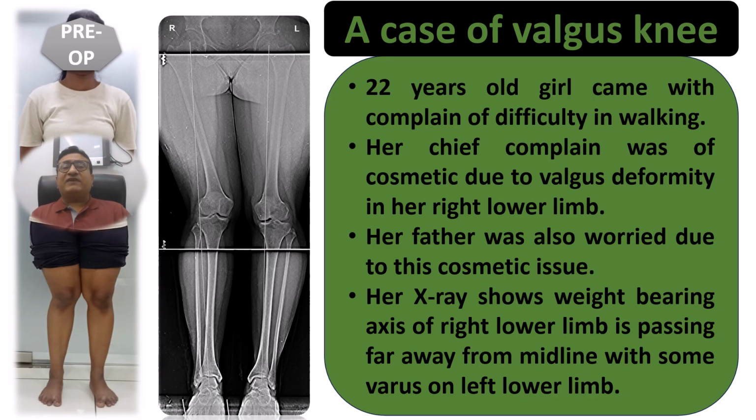Here is a case of a 22-year-old girl who has a valgus deformity in her right lower limb. In the X-ray, we can see that the weight bearing axis is passing very far away from the middle of the knee joint, and on the left side we can observe that the weight bearing axis is passing from the medial compartment. She was worried about her cosmetic appearance, and her father was also worried, because she was at the age of marriage. So we planned a distal femoral osteotomy.